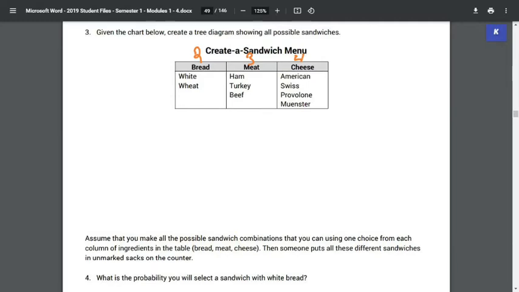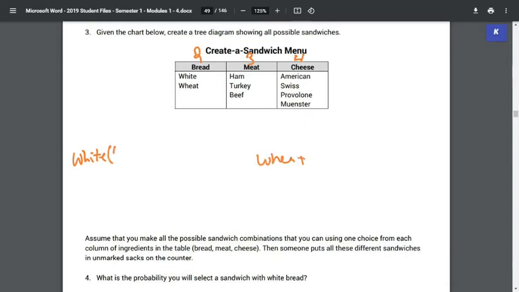So you would have a starting point, and that starting point would lead to your 2 bread options. And then from those 2 bread options, each of them would have the 3 meat options, and then each of them would have the 4 cheese options. But I'm going to split it into 2 just so I have some room. So I'm going to have white and then wheat.